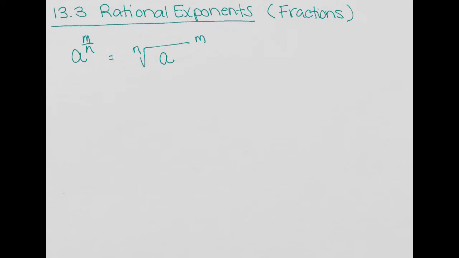So if I have 9 to the 1/2, we're going to rewrite this using this form above. So the base goes underneath the radical. The denominator is the index, and then the 1 is over here. So I'm just going to simplify that. The square root of 9 is 3. And 3 to the first power is 3.